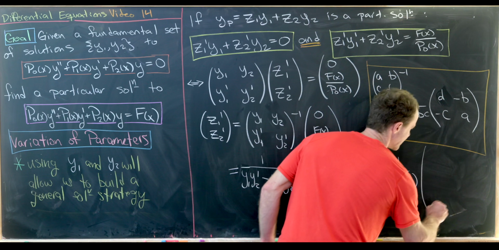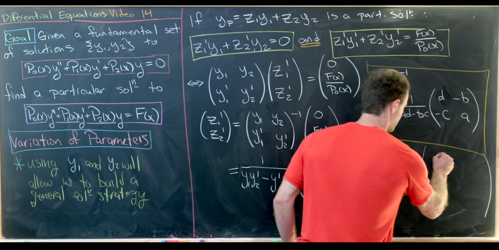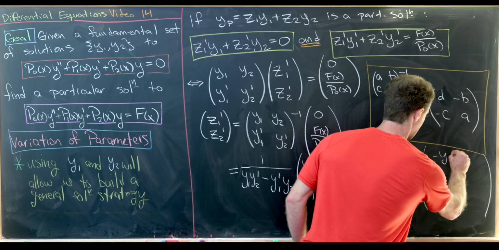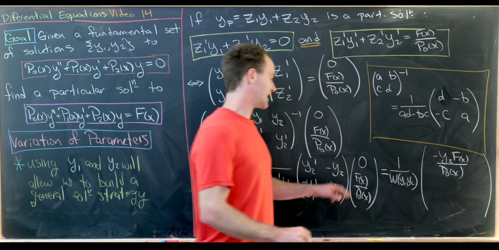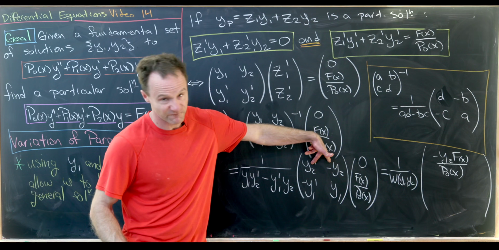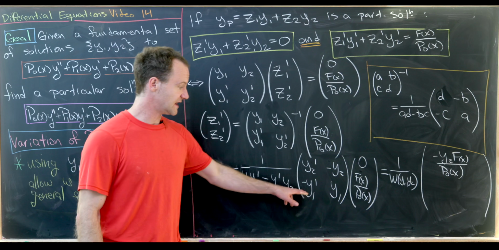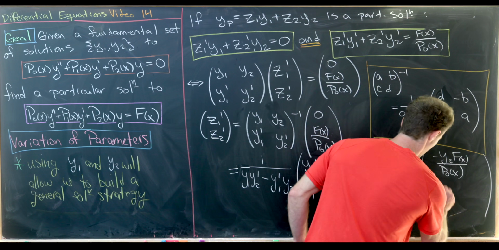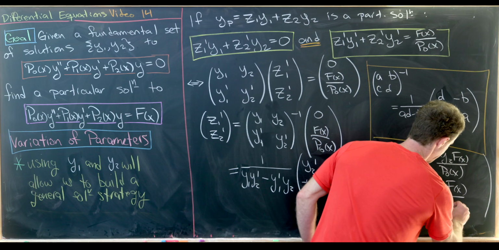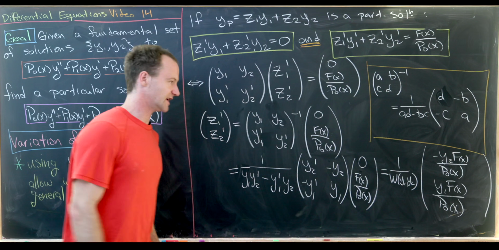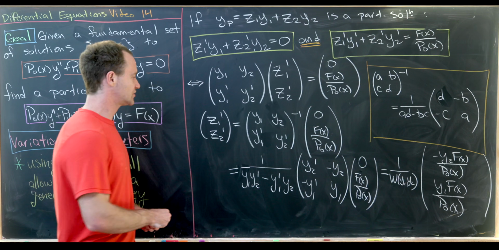And then let's see what we have for the matrix. So here we'll have minus y2 times f of x over p0 of x. So that's my top entry, just from taking this first row, swiveling it into this column. And then for the next bit, I'll have y1 times f of x over p0 of x, I should say. Okay, so in the end, we can equate the entries.